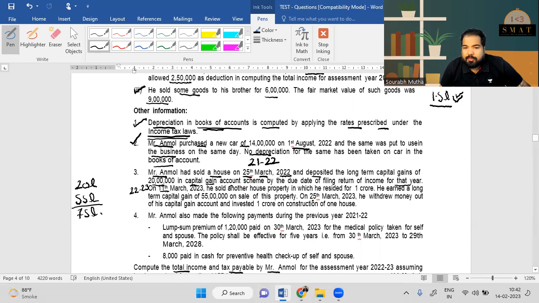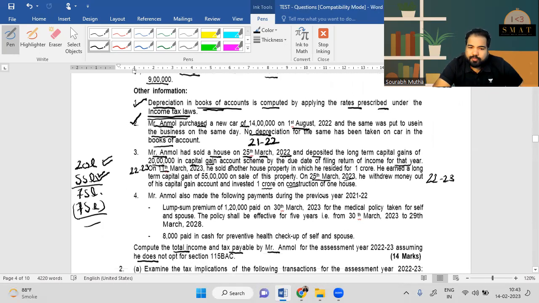Now on 25th March 2023, that is within the same year, 22-23, he withdrew all the money and invested 1 crore in construction of one house. So can I take an exemption of the entire amount? Yes. 20 lakh you had already taken, 55 lakh also you can take. So what is the capital gain? Nothing, guys. Capital gain this time will be 0.